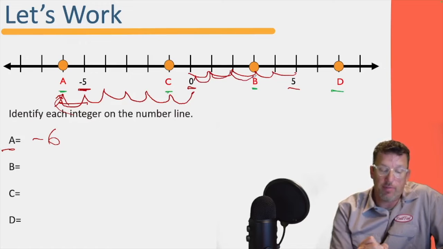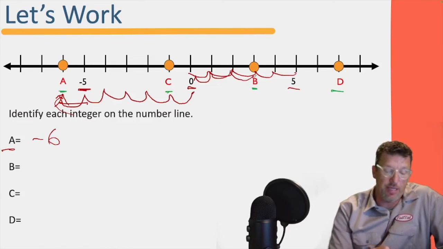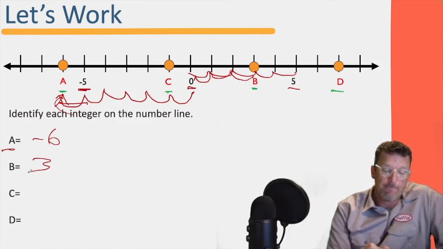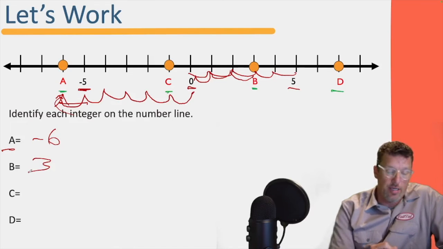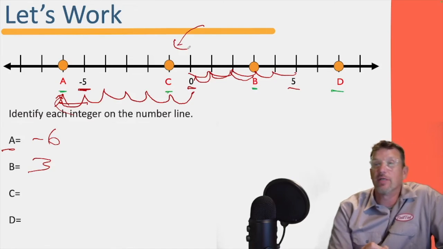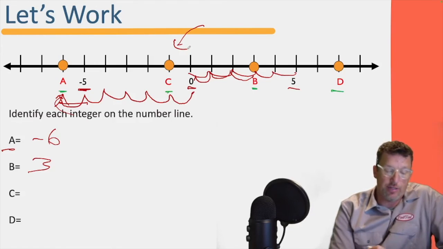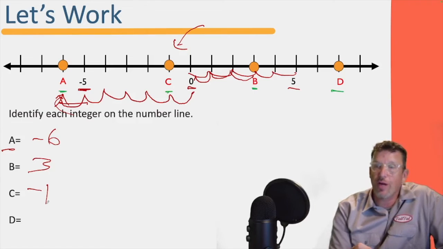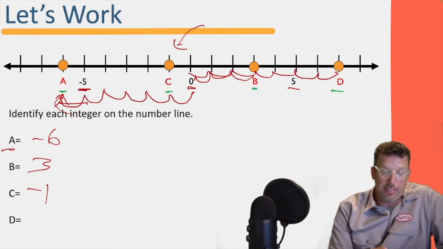Where is B? Well, 1, 2, 3. Remember, I started at the 0 and counted, so B would have been 3. We can look at C and say it's just 1 to the left of 0. And if we're going to the left, we're going negative, right? So that would be 1 to the left is -1. And then finally at D. D is 2 to the right of 5. Well, here's 5. So that would be 6, and that would be 7.